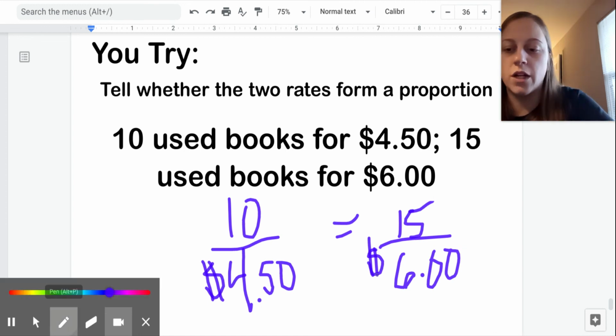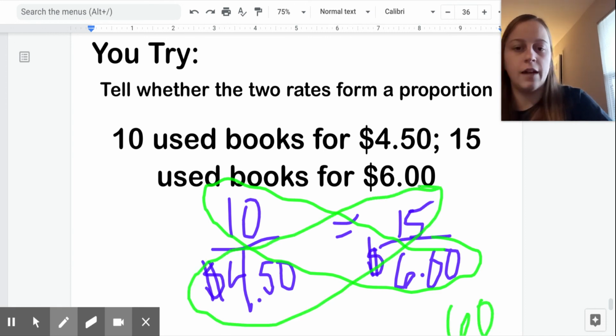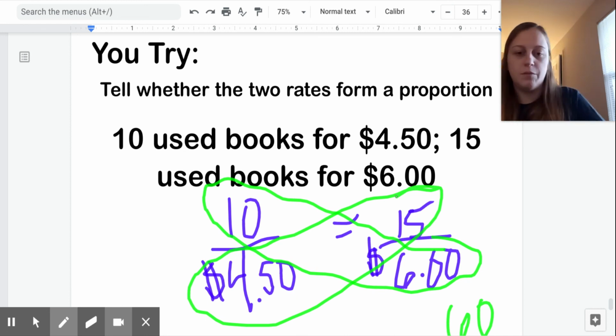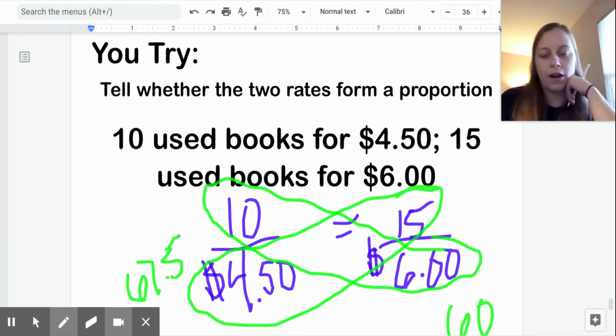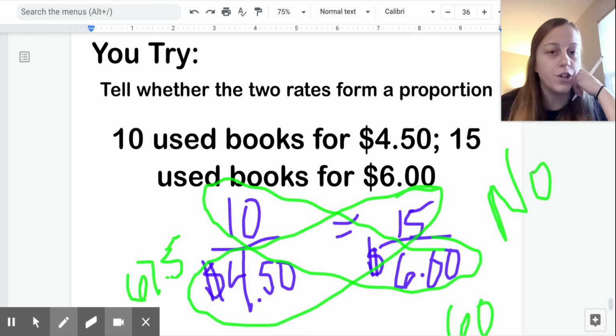So again, now we're going to use those cross products here. So we have 10 times $6 is 60, and then 15 times $4.50. We're going to type that one in. 15 times $4.50 gives me 67.5. I ran out of room, so I'll write it over there. These are not equal, which means that no, this is not proportional. These are not at the same rate.